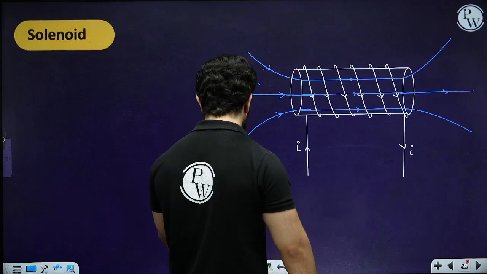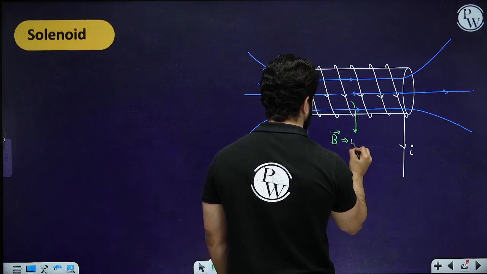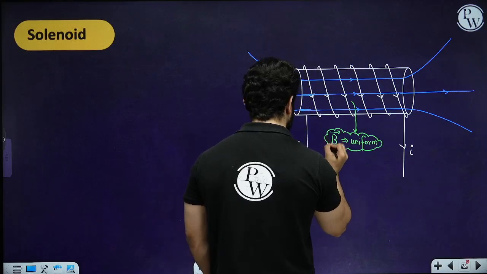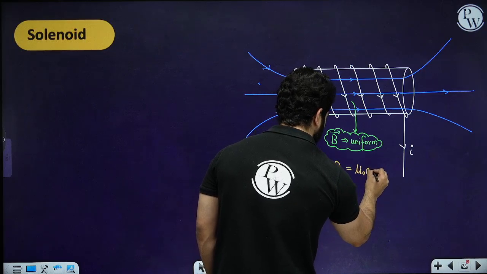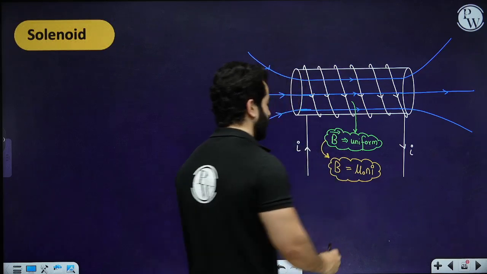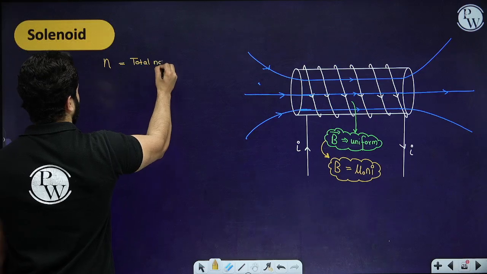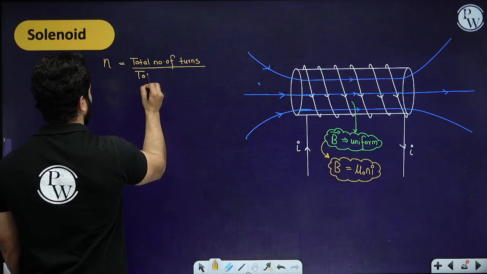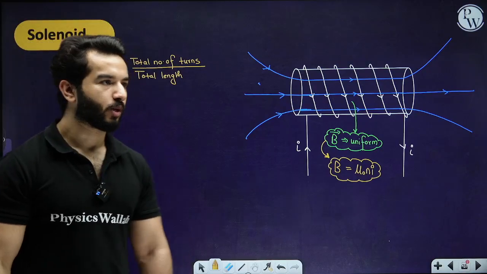Right. So at the center, the magnetic field is uniform inside, and the value of this magnetic field comes out to be mu naught N i, where N is the total number of turns, divided by total length. Total number of turns divided by total length, right?